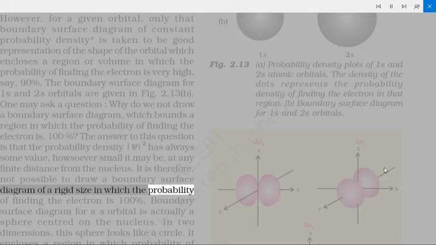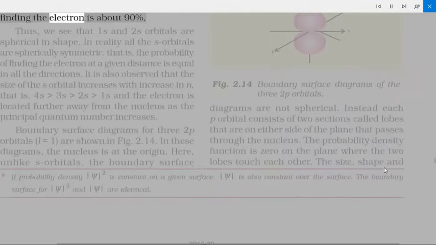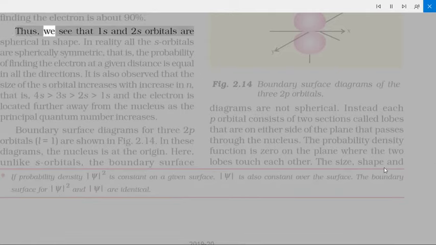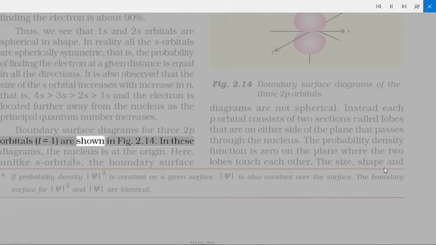The boundary surface diagram for an s orbital is actually a sphere centered on the nucleus. In two dimensions, this sphere looks like a circle. It encloses a region in which the probability of finding the electron is about 90%. Thus, we see that 1s and 2s orbitals are spherical in shape. In reality, s orbitals are spherically symmetric, that is, the probability of finding the electron at a given distance is equal in all directions. For p orbitals, shown in Fig. 2.14, the nucleus is at the origin.